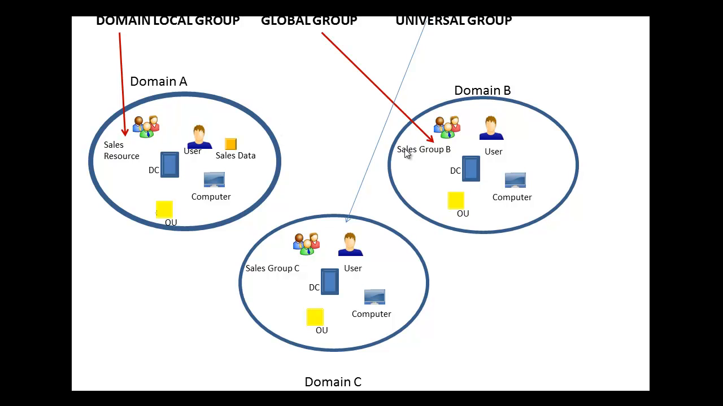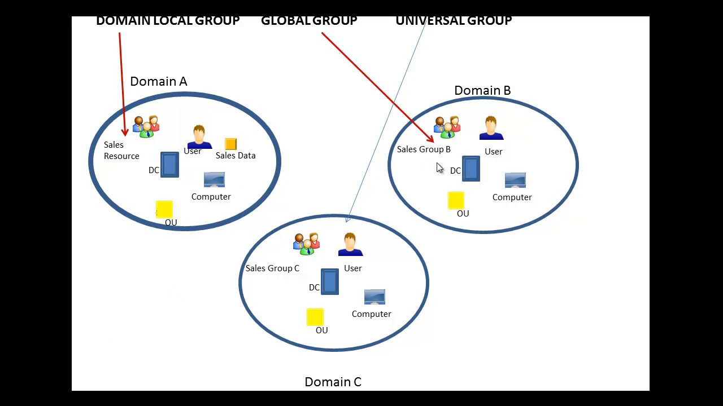Now let's go over that again. The group that has access to the resource is a domain local group. In order for the sales group B and the sales group C, which are both global groups, to get access to that data, you have to add those groups to the sales resource group. Because remember, we gave that sales resource group access to the sales data folder.